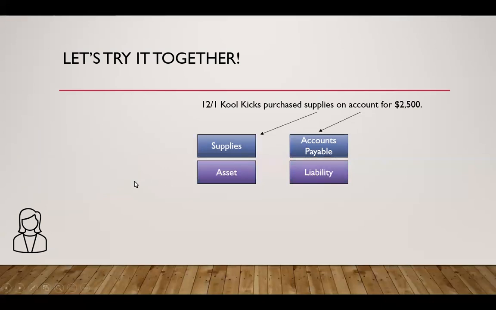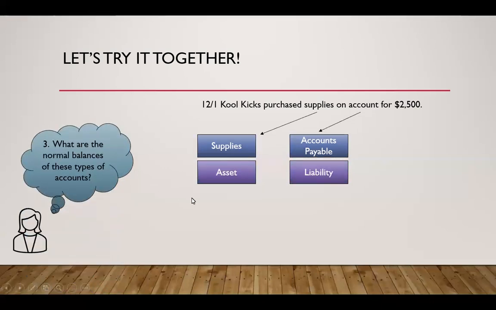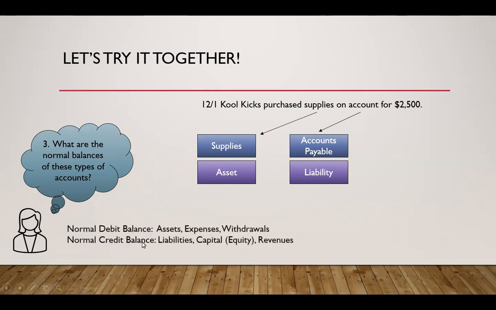Now, the next question is the normal balance question. What's the normal balance of any asset? Well, it is debit. We use a debit to increase, a credit to decrease. Liabilities fall on the other side, or the right side, of the accounting equation. So it does have a normal credit balance. So I'm looking at debit for supplies and credit for accounts payable. Now, again, that is not what I do in my transaction as of yet. I still have to ask myself what's going on in this particular transaction.